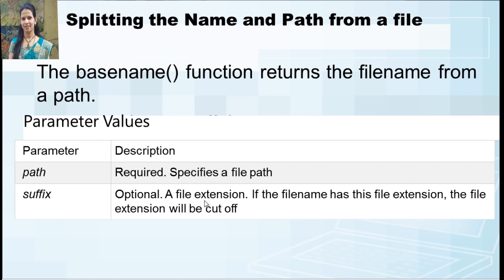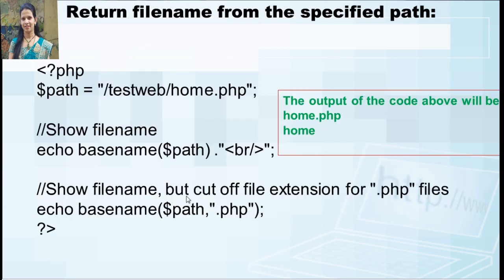The next parameter is optional: a file extension. If the file name has this file extension, the file extension will be cut off. Practically, echo basename($path, ".php"). Suppose your input file is home.php. This basename call will return only home, because it cuts off the .php extension and returns only the file name.